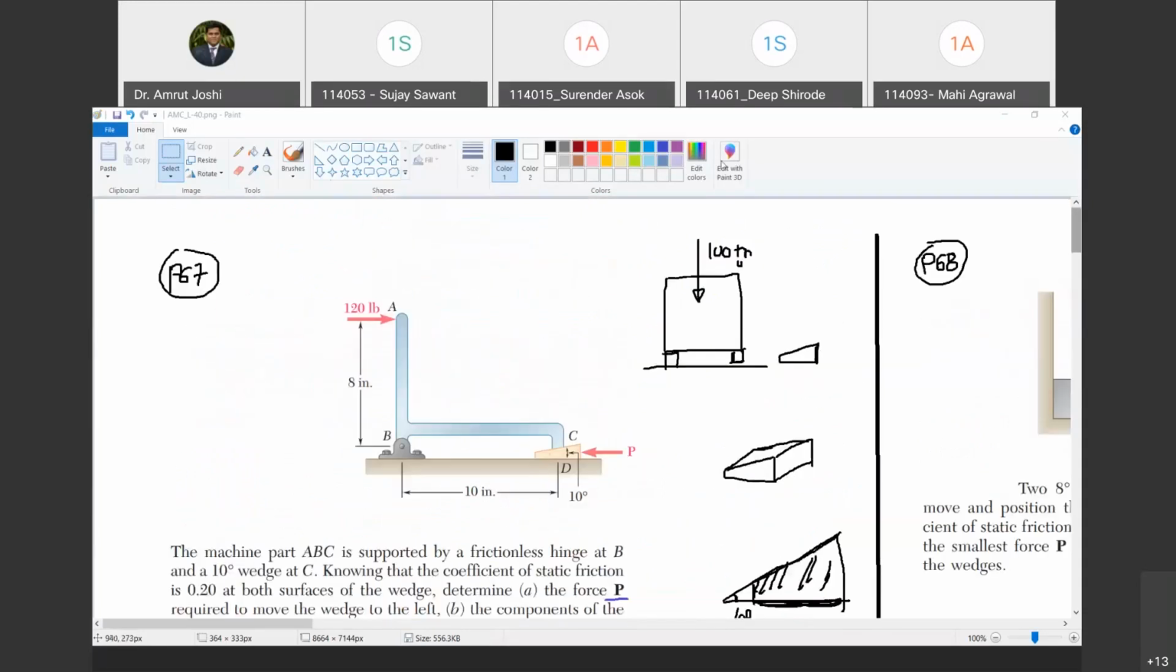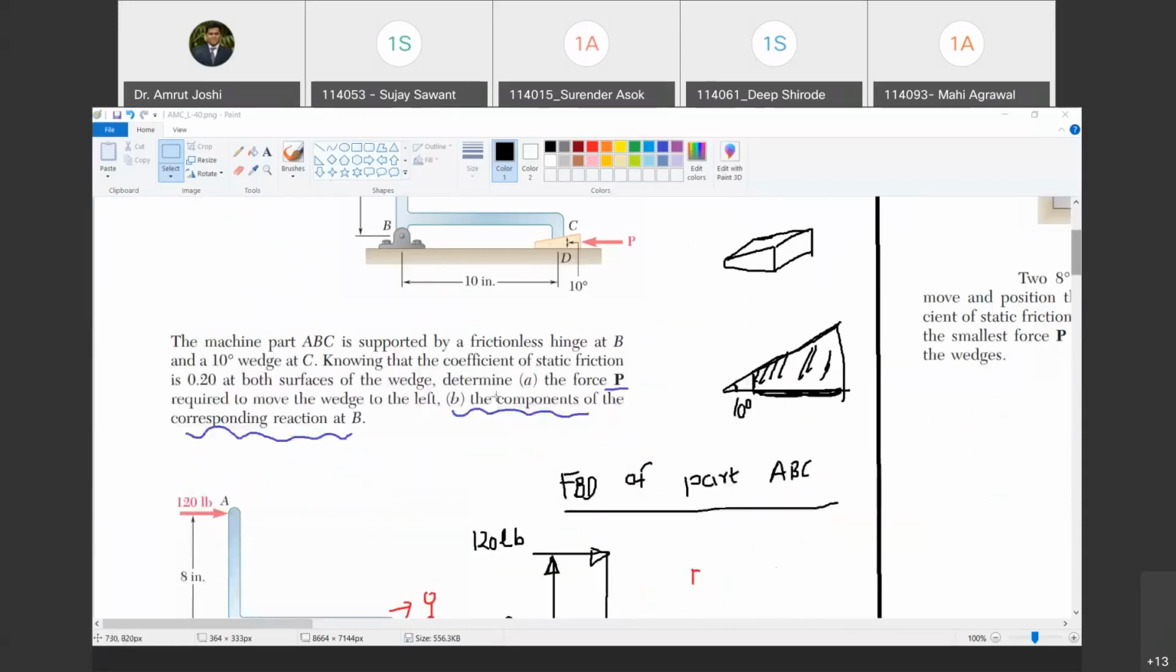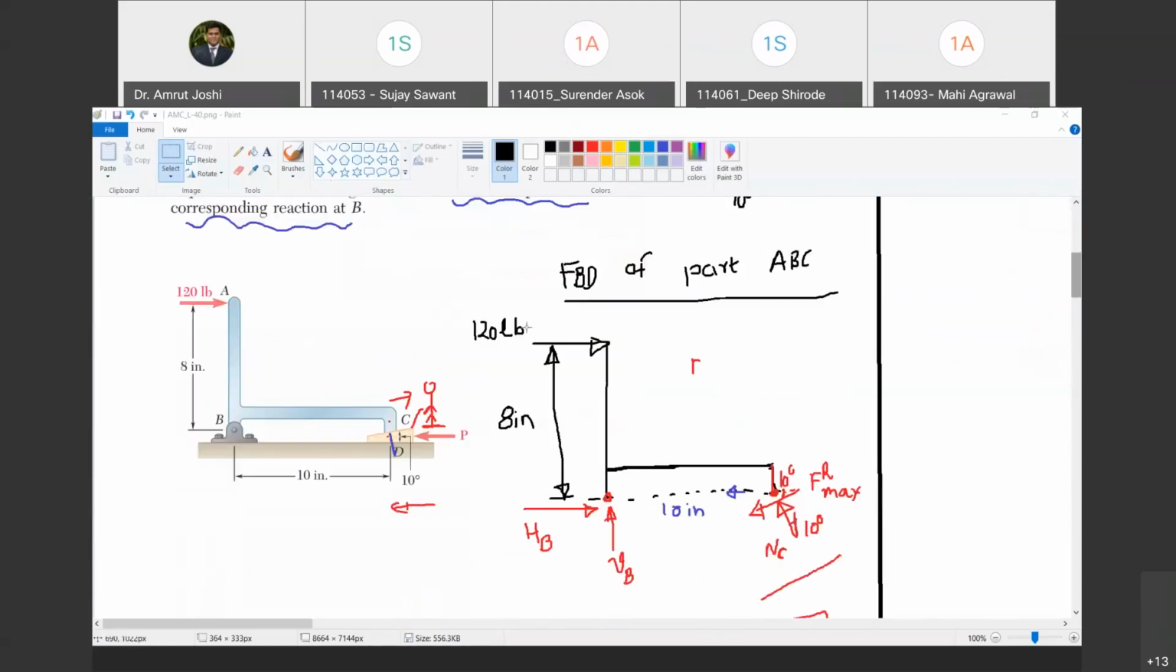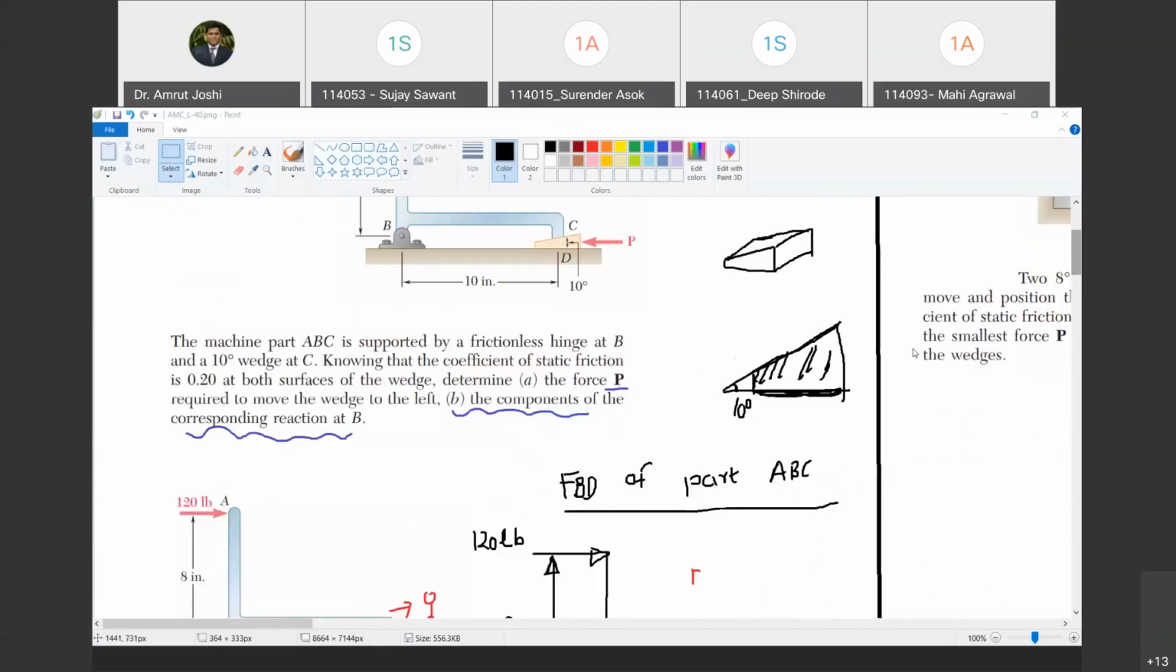Now one more thing that we need to address, and that is what is the P required to move the wedge towards left. What is the value of P required to move the wedge towards the left is the next question. Okay. Yes, sir. So now what are we going to do? We are going to draw now the free body diagram of the wedge. This is the next step.